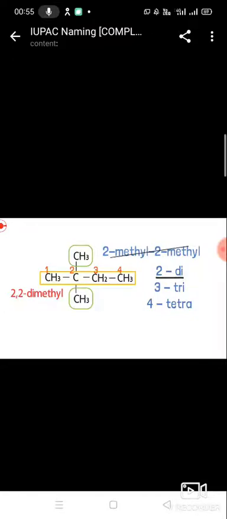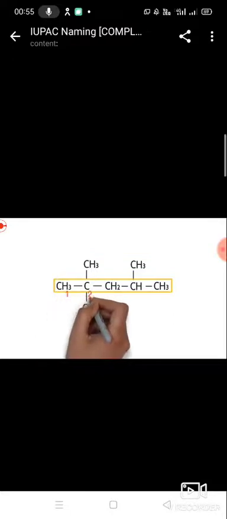2, 2 dimethyl butane. That's the name of the compound. First letter we have to write with the capital. Look at this compound. Here also there is no functional group. Only alkane is present. Now number the compound.